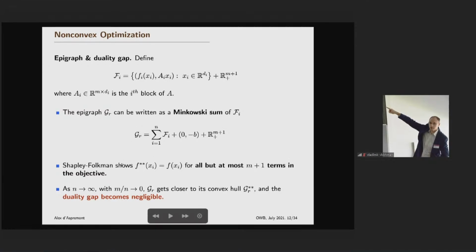And in fact, Shapley-Folkman shows that f** of xi is going to be equal to f of xi for a certain xi you have to find. It's not going to be true for all of them, but for some of them it will be true. For all but at most m+1 terms in the objective. And so that means that the relaxation is tight for all these terms, except for a small residual of m+1. And if m+1 is small, so if the number of constraints is small, then the duality gap will be small. And in fact, you can show directly that if n goes to infinity and m over n goes to 0, the duality gap becomes negligible.